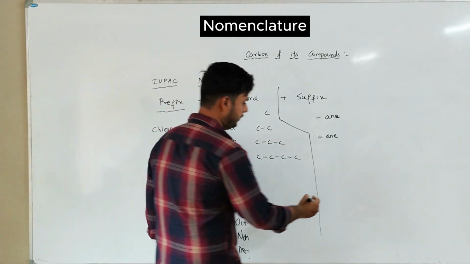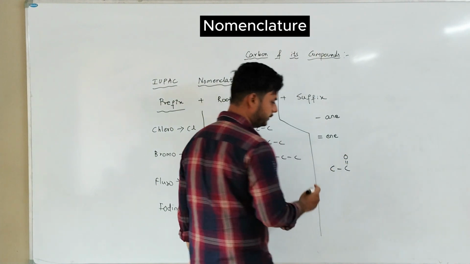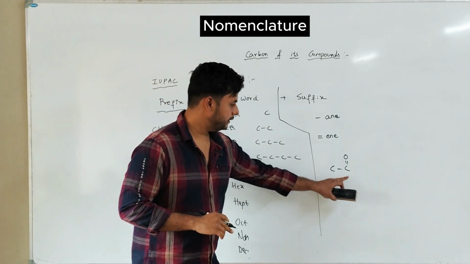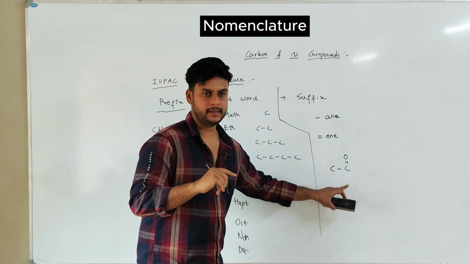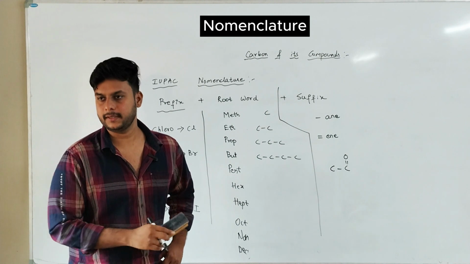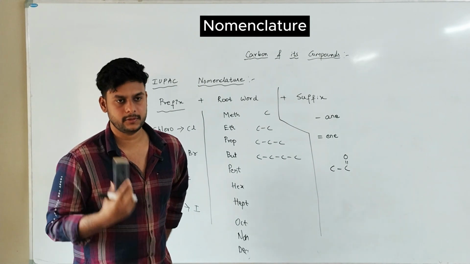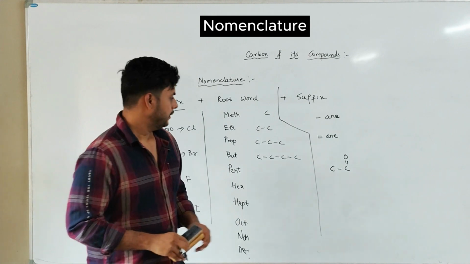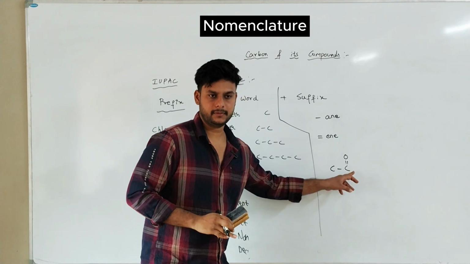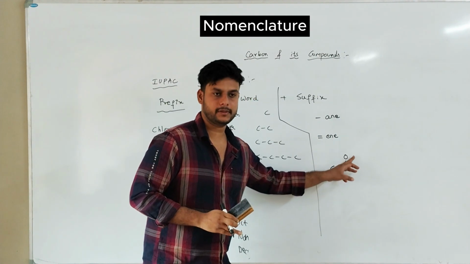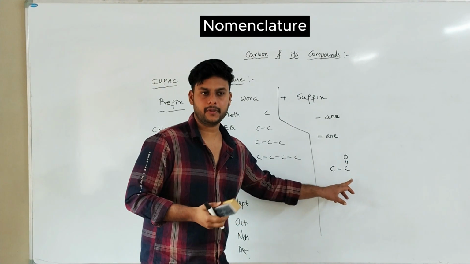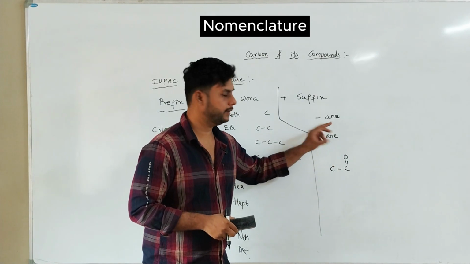Now one example I'll give. C single bond C, double bond O. This is eth, two carbon atoms are there. Now is it ANE or ENE according to you guys? The principle is that between carbon and carbon we should see. The double bond here is between carbon and oxygen. The bond between the carbons is what? Single bond. So it is ANE.